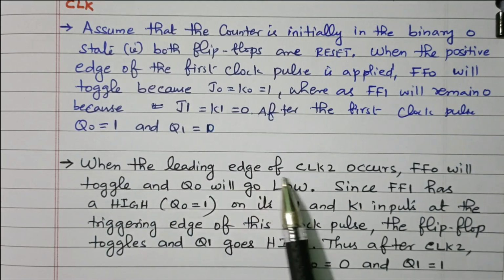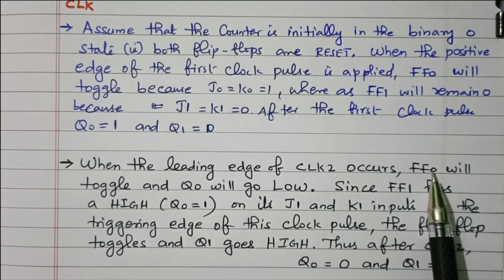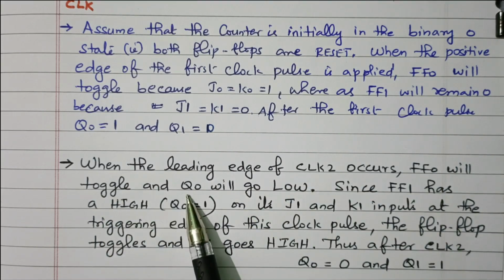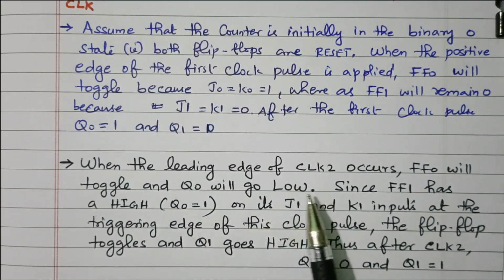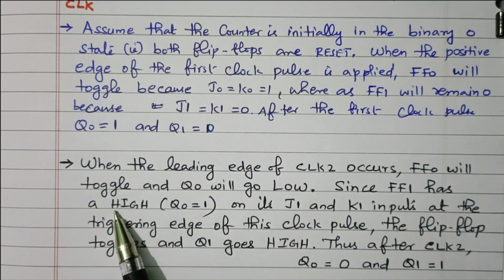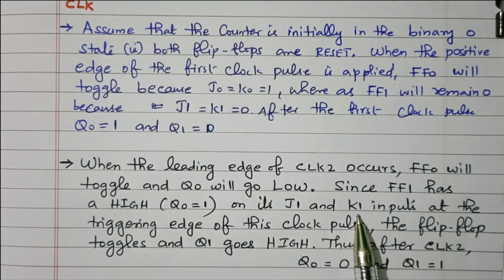When the leading edge of clock pulse 2 occurs, flip-flop 0 will toggle again. So Q0 will go low. Right? Every clock pulse, the first flip-flop toggles. Since flip-flop 1 has a high input, the previous output of the first flip-flop is high, so that high is applied. So J1 and K1 are high now at the triggering edge of the clock pulse. So the flip-flop will toggle. So Q1 goes to high. Now Q0 becomes 0, Q1 becomes 1.